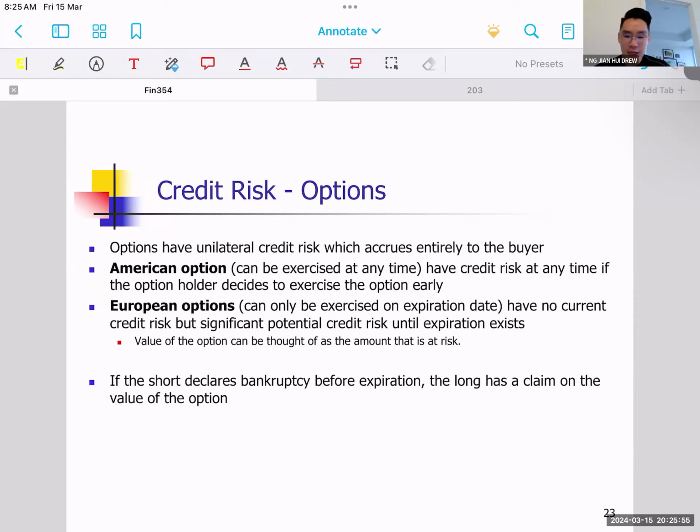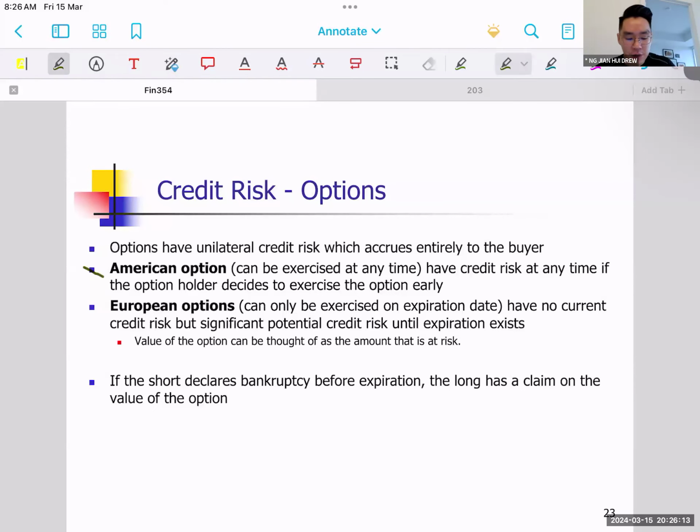Okay, so let's try to do a hybrid. I'll try to explain options as well, but for those who know, I'll try to push a little more and we try to understand more different kinds of options that we have. In the option market, we have two kinds of options, American options and European options.